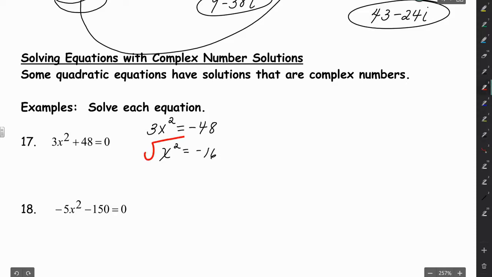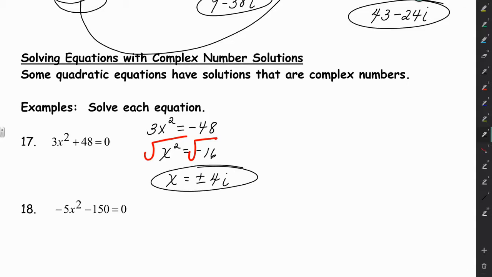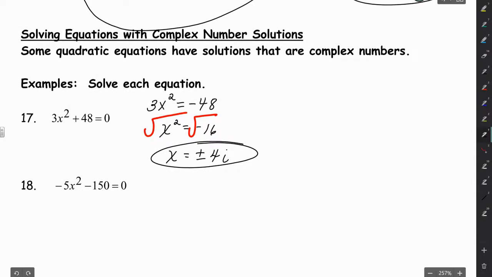Now I'm going to take the square root of both sides. So I'm going to end up with x equals plus or minus. Be careful when we take the square root of both sides, we get plus or minus. We know we have an i in our answer because we have a negative under the radical, and the square root of 16 is 4. So we end up with plus or minus 4i. Pause the video, try it, come back when you're ready.